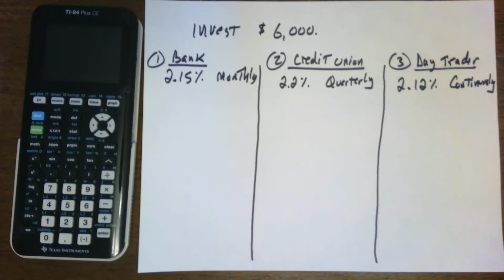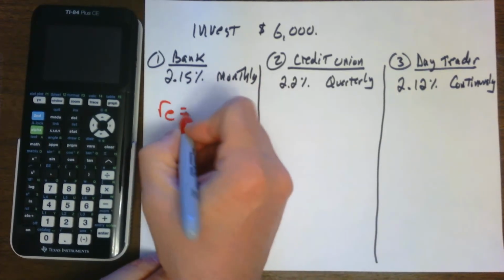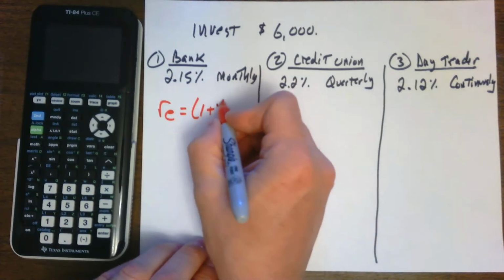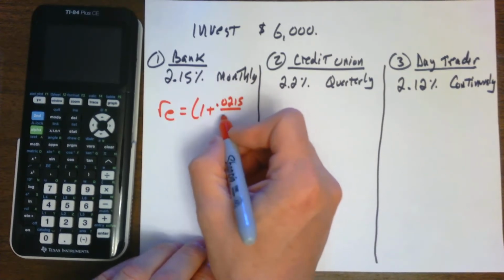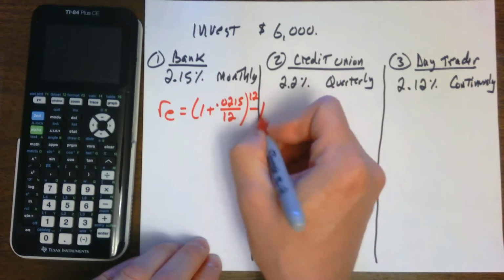So all of these are completely different strategies. Which one is the best investor? Which one am I going to get the most money out of? Well, in order to answer this, we have to calculate the effective rate. So the effective rate of the bank is going to be 1 plus the rate, 0.0215, divided by the number of compoundings, 12, to the power of 12, minus 1.